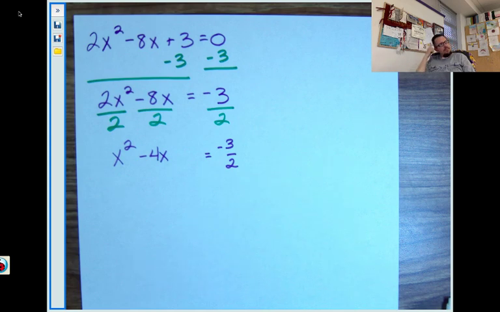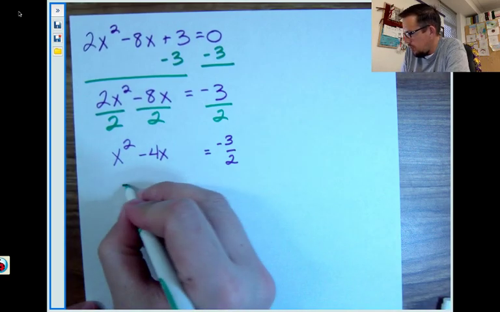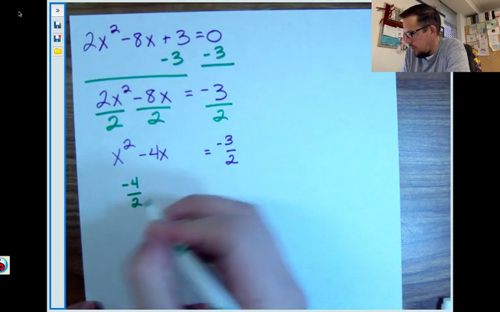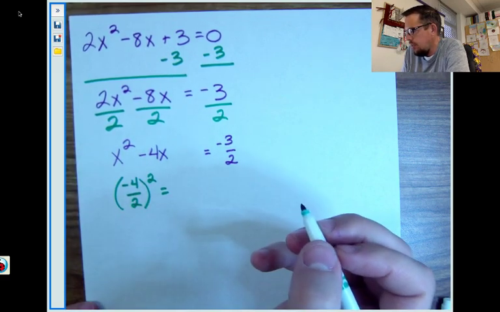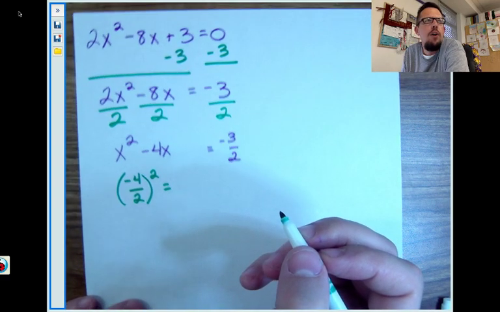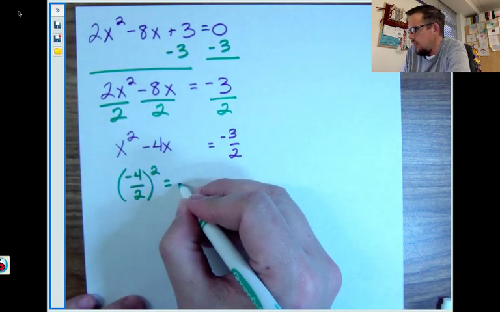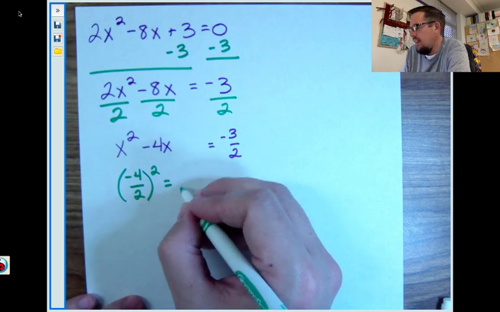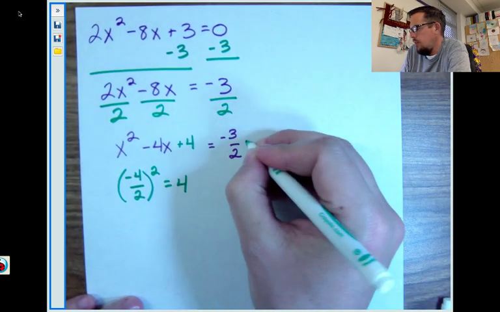All right? Good. We got to figure out what the thing is to complete the square. So we'll take the middle number, which was negative 4, and divide it by 2 and square it. So what's negative 4 divided by 2? Why do you hurt me? Negative 2. And negative 2 squared is? 4. Just 4. Negative times negative is positive. So positive 4 on both sides.